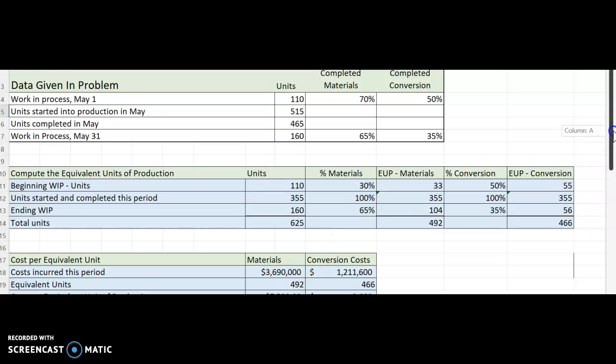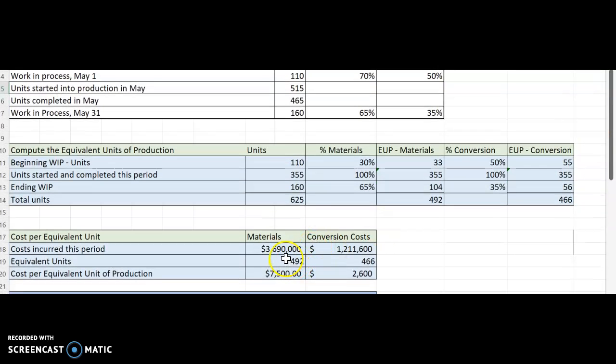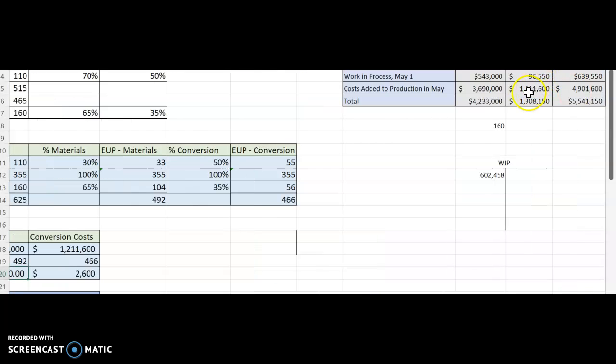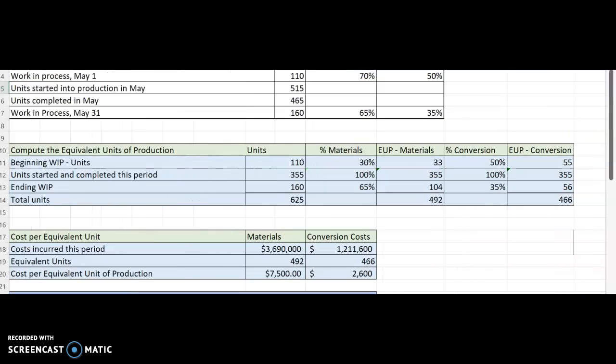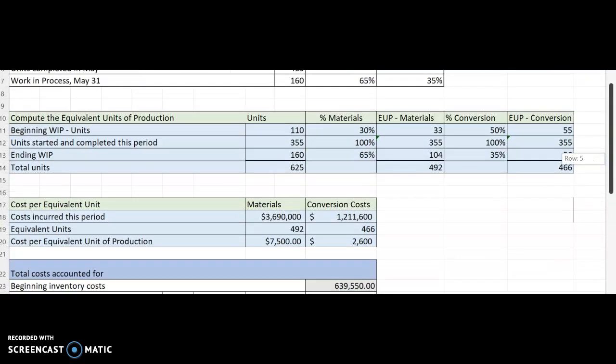Take your cost for May and divide by your equivalent units, and you can see materials cost per equivalent unit is 7,500. For conversion costs during the period, that's going to be the 1 million. So divide 1 million, that number here, divided by your equivalent units to get your cost.